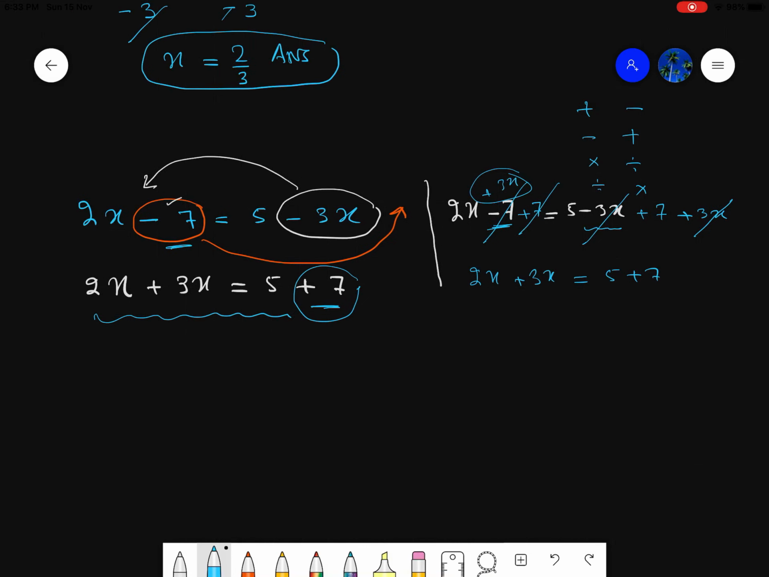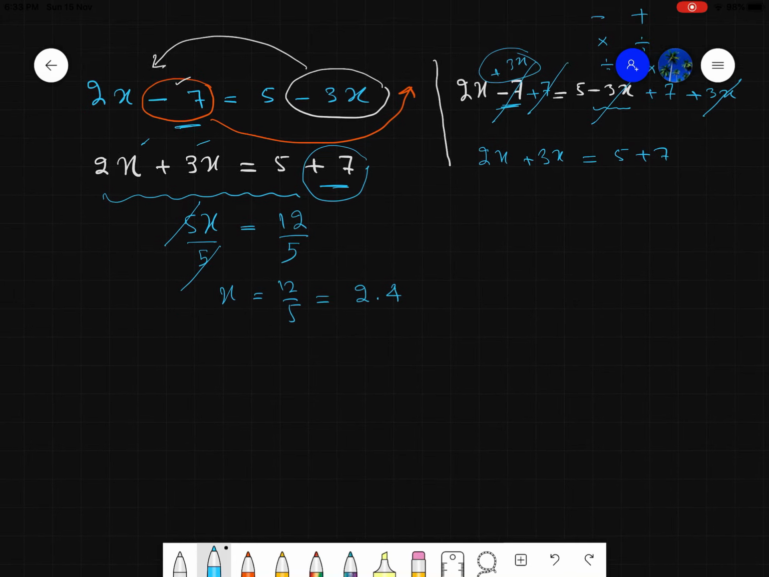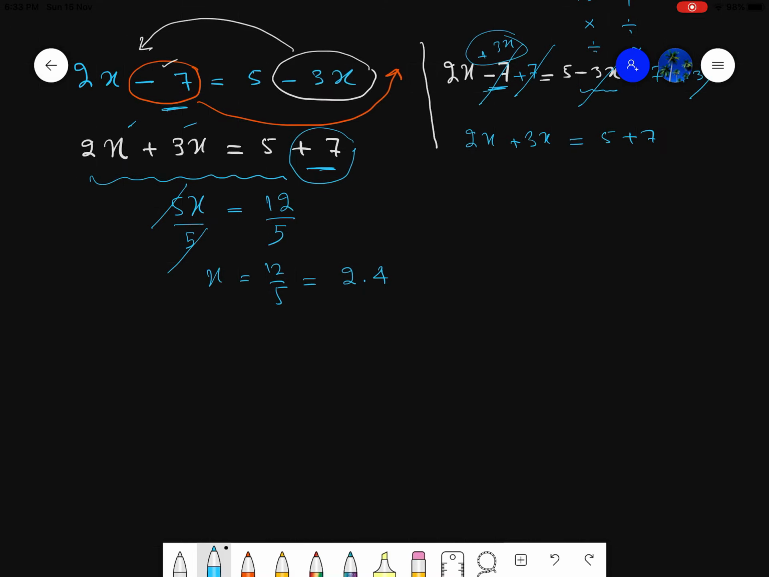So now we can easily add 2x and 3x. This will give us 5x, and 5 plus 7 is 12. And then just to get the value of x, divide both sides by 5. So x is equal to 12 over 5. You can change this one into decimal if you want to. 5 2s are 10 and point, and 5 4s are 20. So the answer is 2.4. I hope this makes it clear.